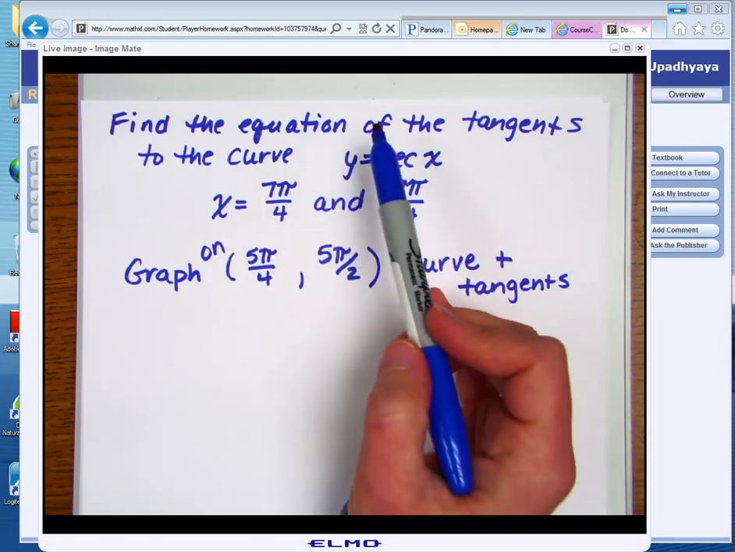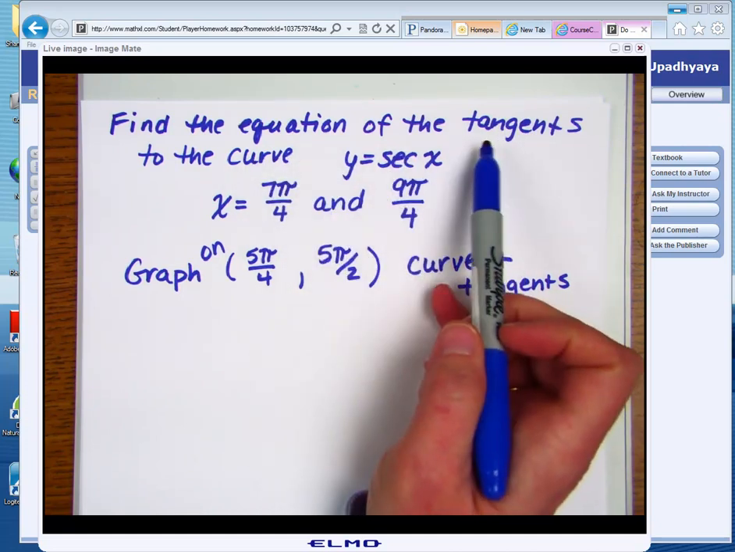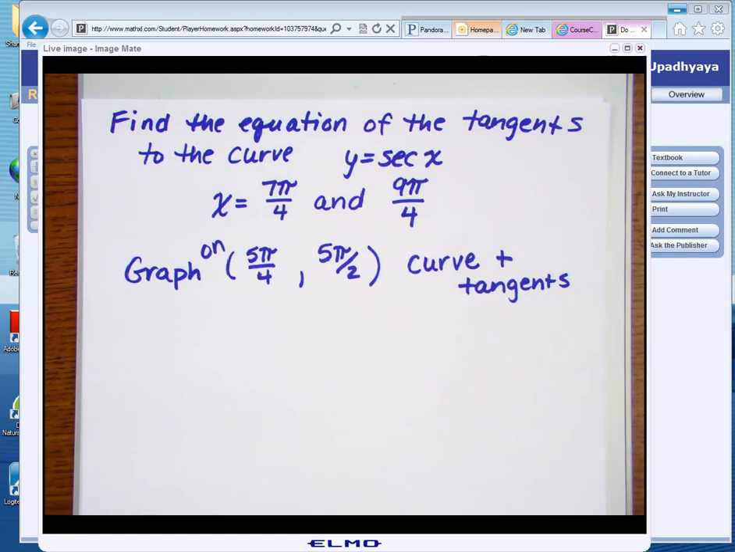Alright, so we're looking for the equation of the tangent curve. That's kind of misleading because in this case it's going to be a line. So we're looking for the equation of a line.